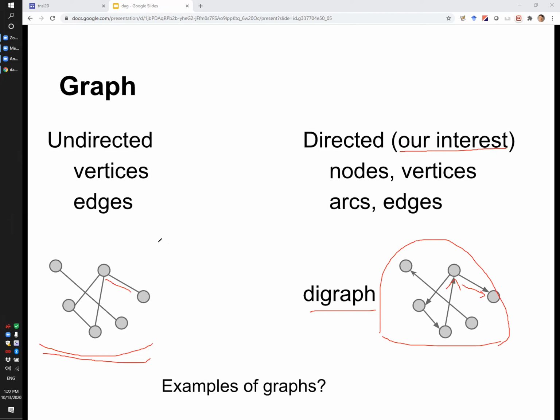And again, just a terminological reminder: for undirected graphs, we mostly use the terms vertices and edges. For directed graphs, we mostly use the terms nodes and arcs, even though saying vertices or edges for directed graphs is also not wrong. But still, mostly we say nodes and arcs.